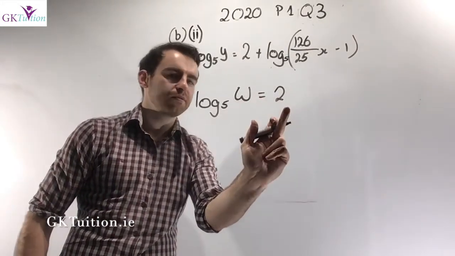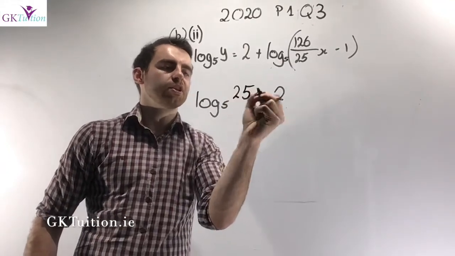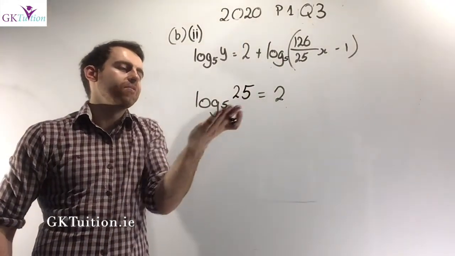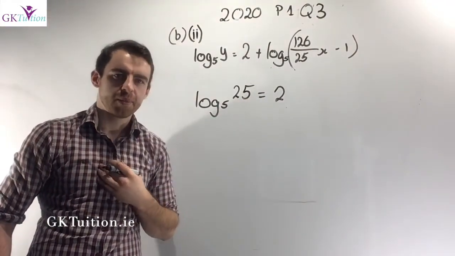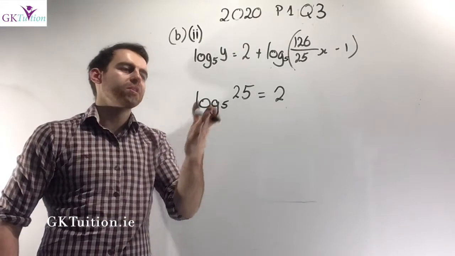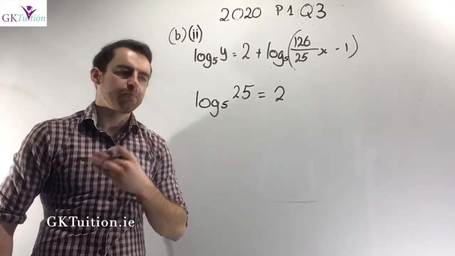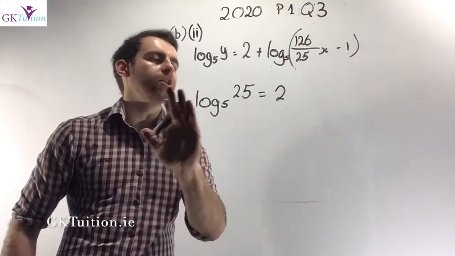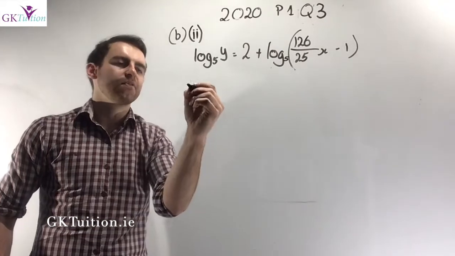5 to the power of 2, 5 squared, is 25. So I can deduce that instead of a 2, I could sub in log of 25 to the base 5. And I'm happy out with that, because then obviously you just substitute it in and I'll have all log to the base 5s. So what I'm going to do is just rewrite my equation. Instead of a 2, I'm going to sub in a log 25 to the base 5.